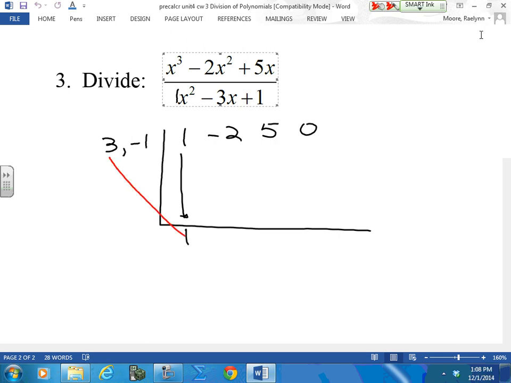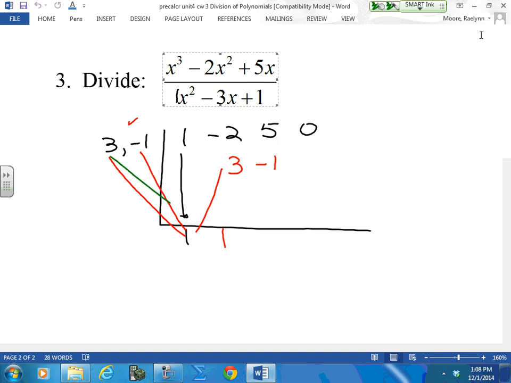3 times 1 is what? 3. To the right. You got another divisor. Negative 1 times 1 is what? Negative 1. To the right of this guy. Stop. We did both of these. We checked them off. Add the one up that's closest to the one that's there. So negative 2 plus 3 is 1. That's it. Do it again, because now you got a new number down here to multiply with.